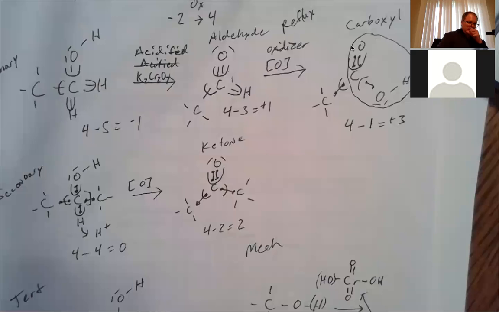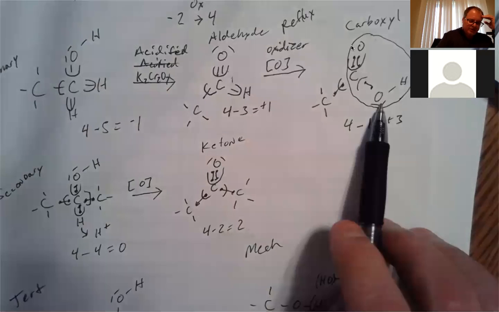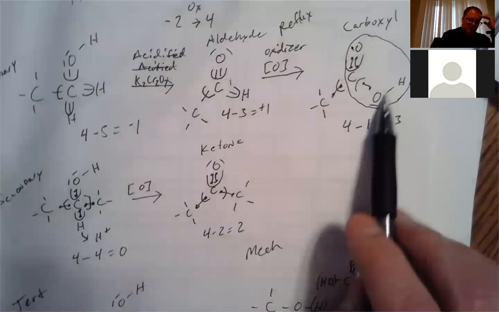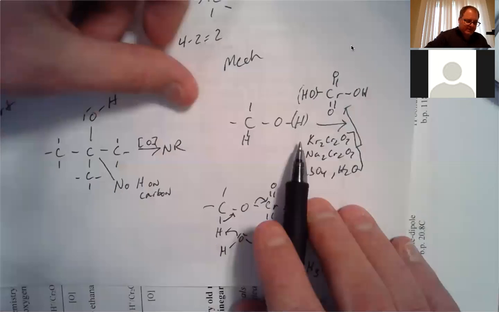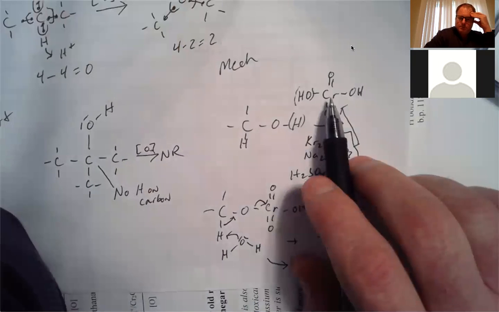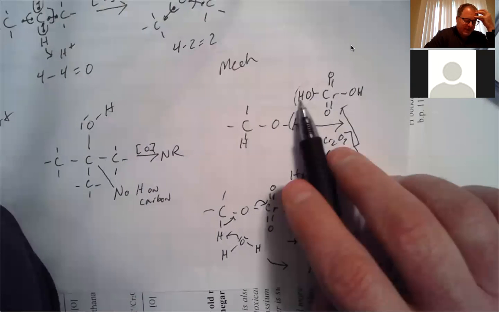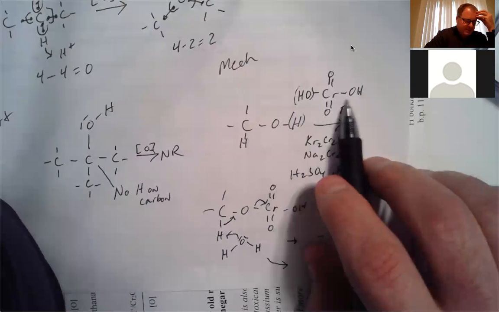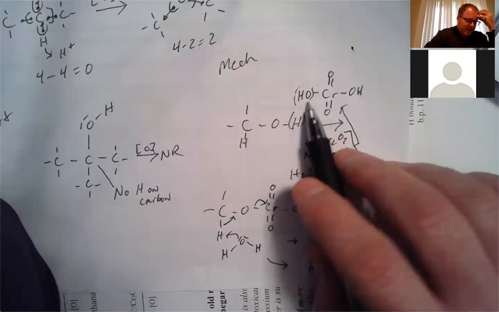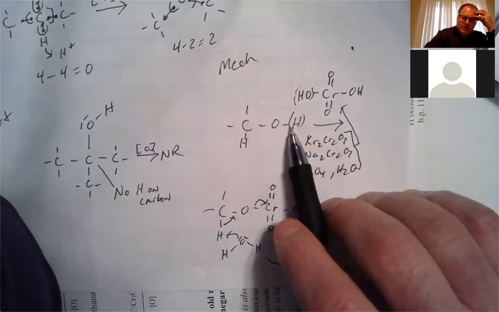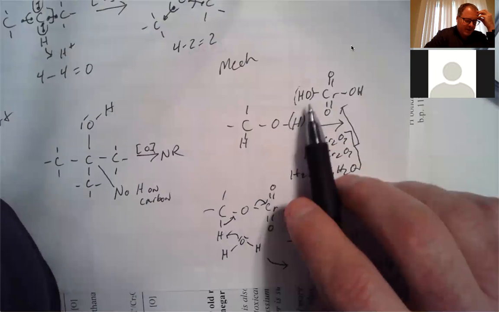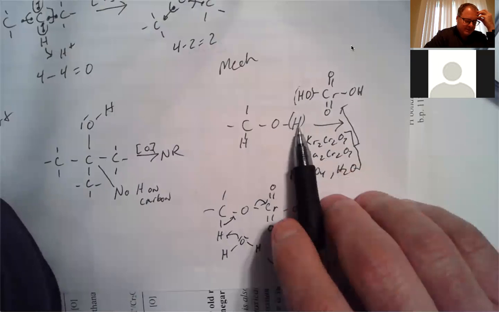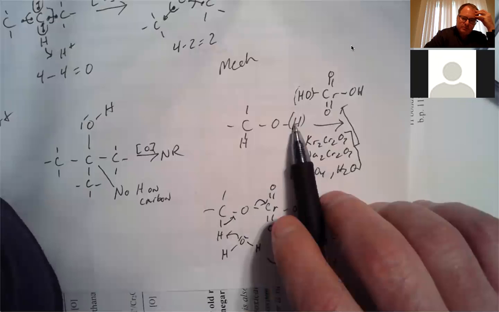Now, you may have been wondering, I told you about this OH, where are we getting that from? Well, take a look at the mechanism here a little bit. So here is that dichromate, and that dichromate has an OH, actually has 2 OHs on it. To get that hydrogen off of the oxygen here, an OH comes off and attacks it, and that makes H2O.